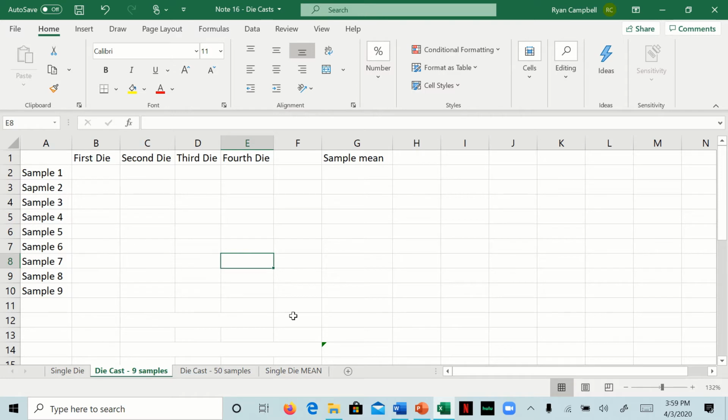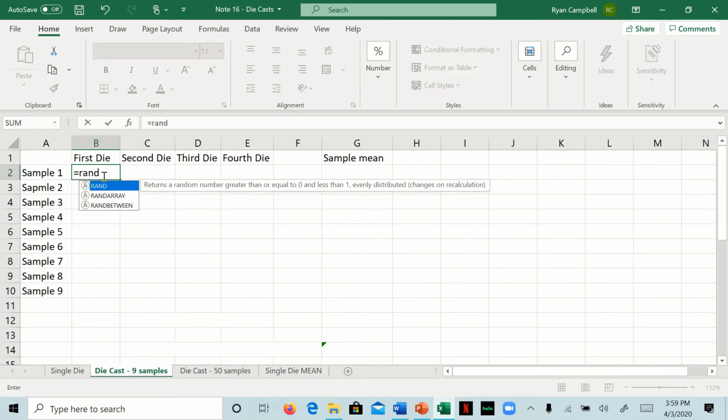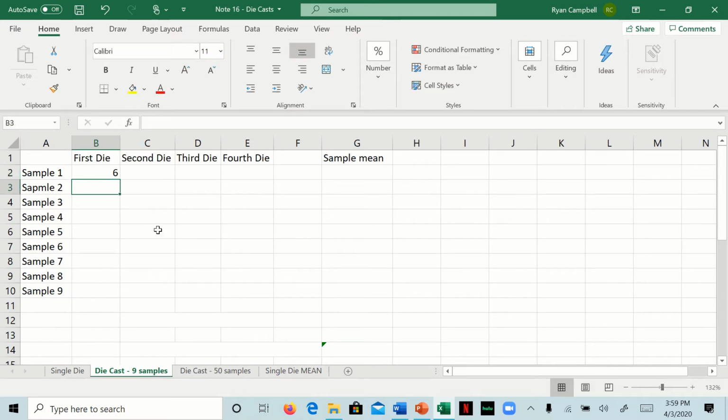We're going to do this 9 different times, right? And what we're going to do is roll 4 dice and take the sample mean of it. So we can say a random between 1 and 6, which is basically like rolling a die. It rolled the number 6.